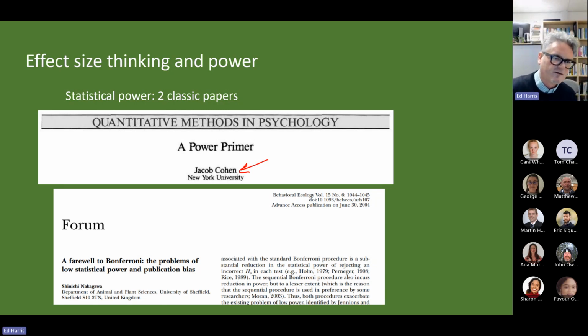Now, he wrote this a long time ago, 1988, and it's still relevant today. It's still referred to. It's one of those rock star citations that crosses many scientific disciplines. Something like 40,000 citations were estimated on it. He also wrote a few very influential papers, and this is one of them. It's called A Power Primer.